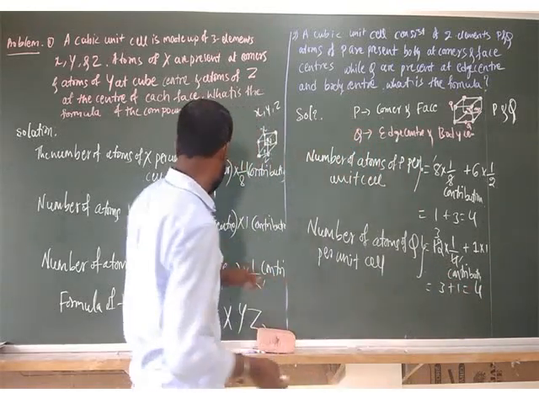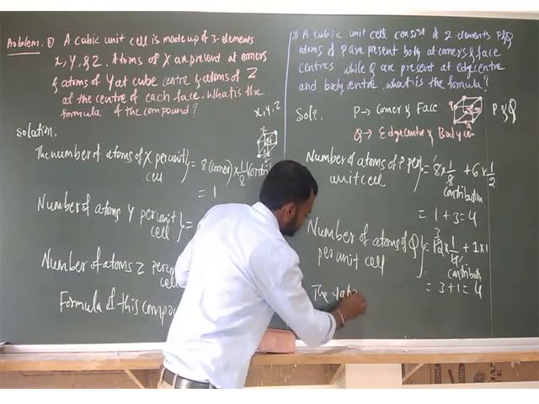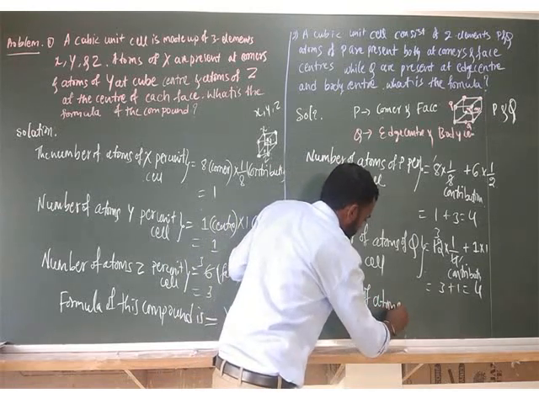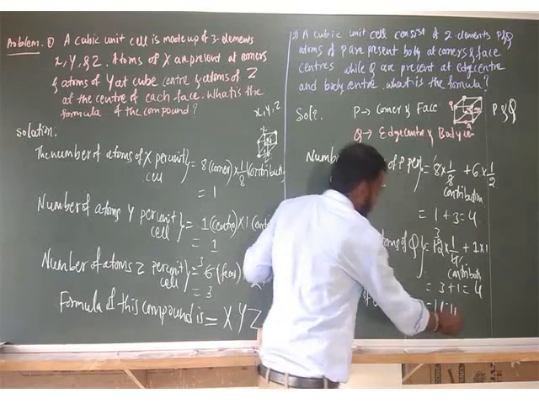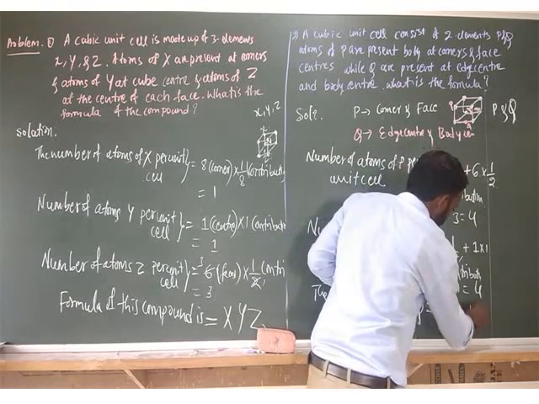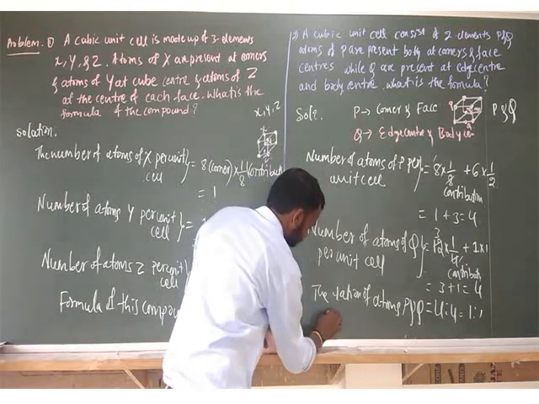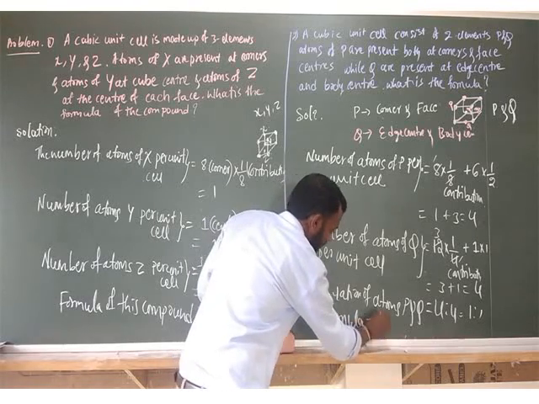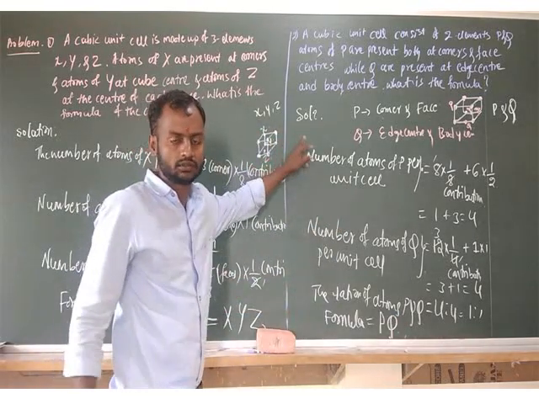Therefore the ratio of atoms P and Q is 4:4, or 1:1. Therefore, the formula of the compound is PQ. PQ. Clear, my dear students?